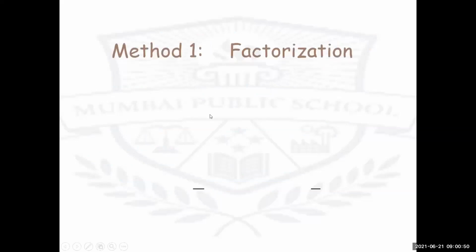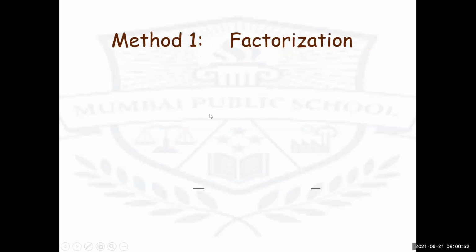The factorization method is basically called splitting the middle term and getting the factors. You studied this method last year in 9th standard. Actually, you have been studying this since 7th standard, so it's basically a revision.